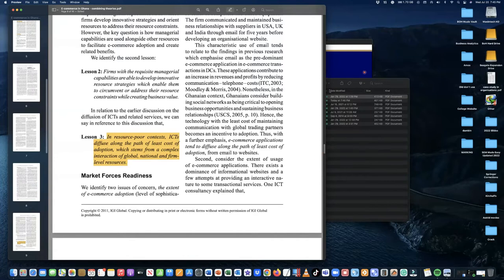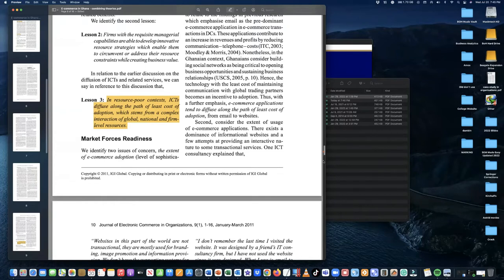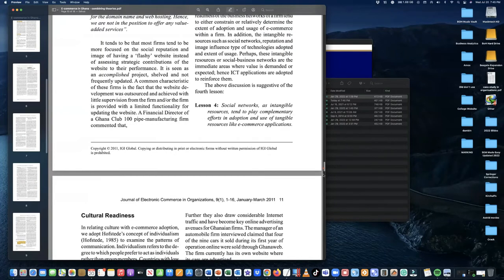Okay, so any questions so far? I'm not trying to read the whole study to you, but I'm just telling you what role they play.